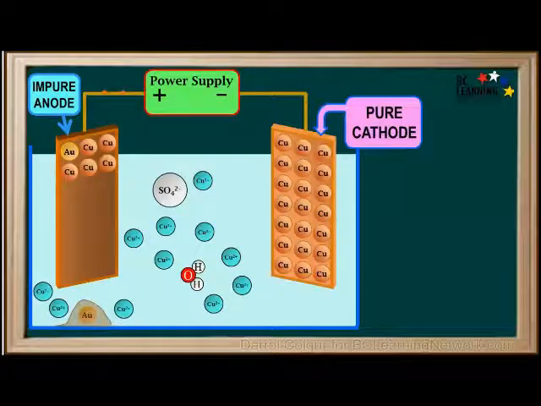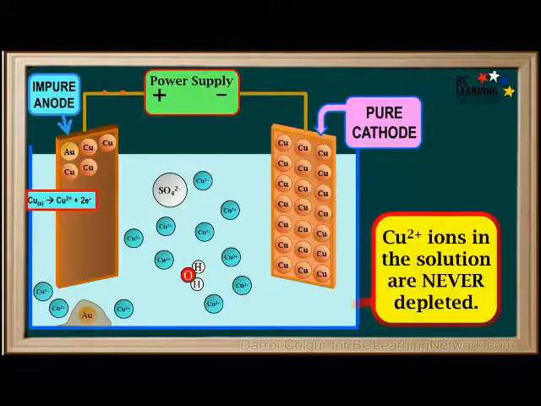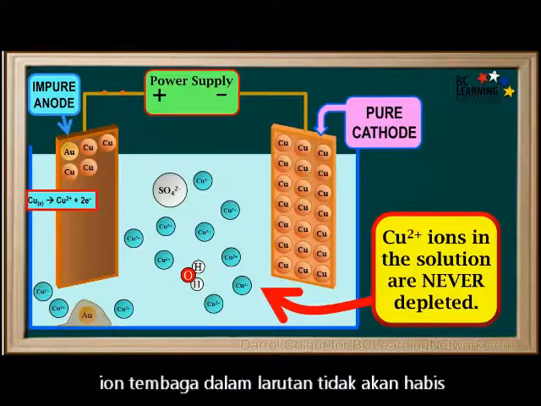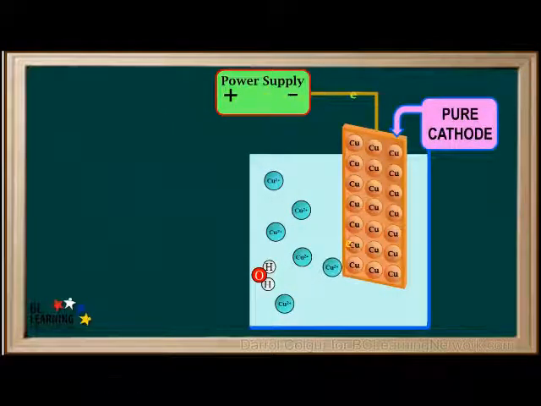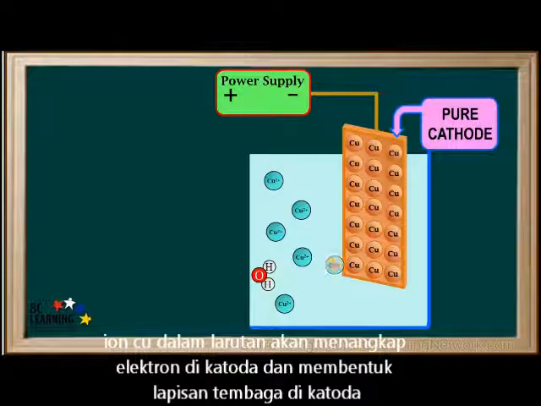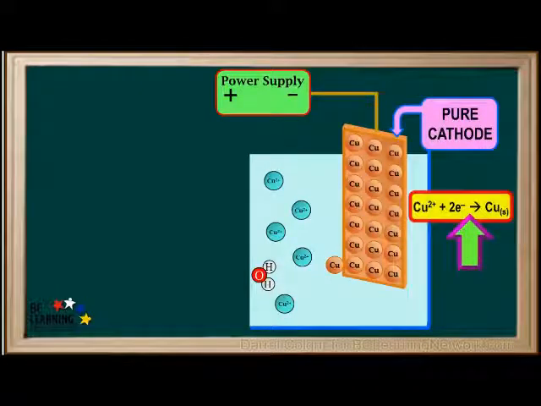Remember, while the cell is operating, copper atoms are being oxidized at the anode, and copper 2+ ions are continuously added to the solution. So copper 2+ ions in the solution are never depleted. Focusing on the cathode, as the cell operates, copper 2+ ions will be attracted to the negative cathode and will be reduced to neutral copper atoms. The equation for the reduction of Cu2+ is Cu2+ plus 2 electrons gives Cu solid.